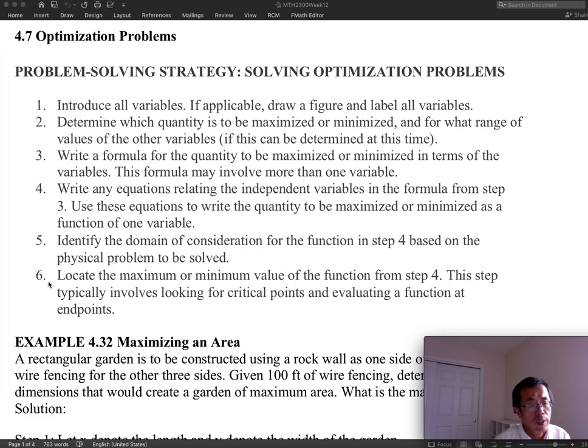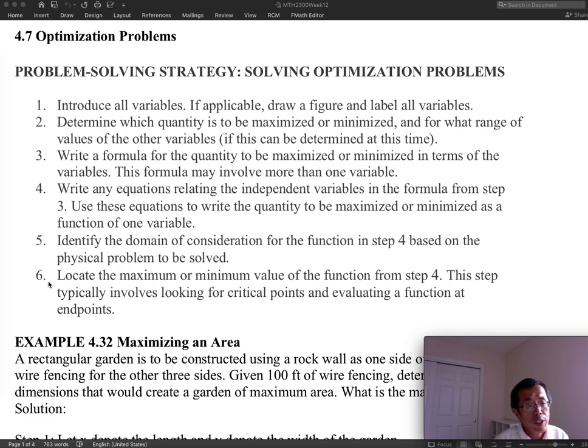So usually the maximum or minimum will occur at a critical point. These are the steps listed in the textbook. Again, as I'm saying, when you actually solve the problem, you don't necessarily follow those 6 steps, okay? Even I don't follow those steps well all the time. But anyway, hopefully you see the idea.